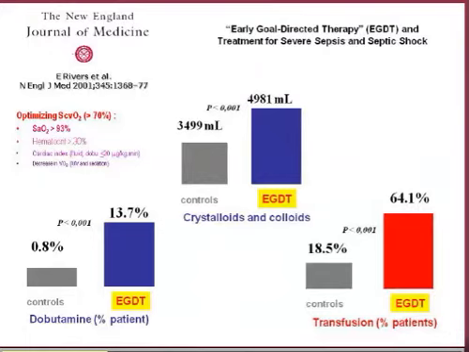So in the control group, there were only 18 patients that had been transfused against 64 in the EGDT group, despite the fact that in all the patients the hematocrit was above 30%.